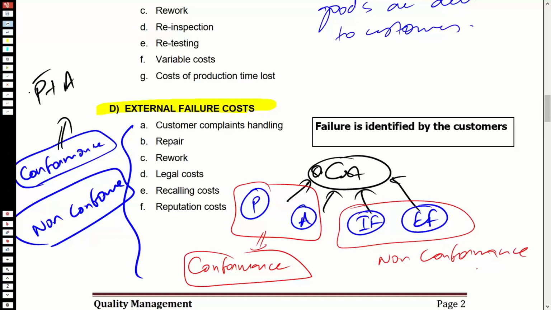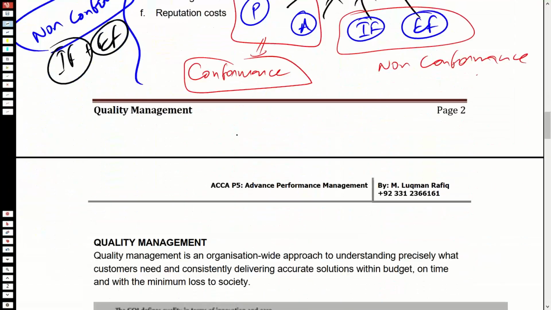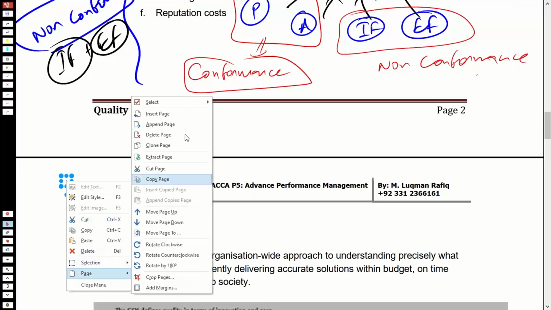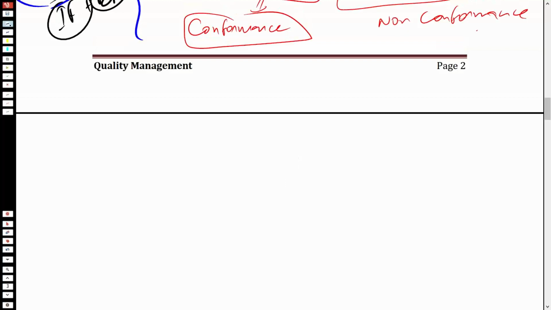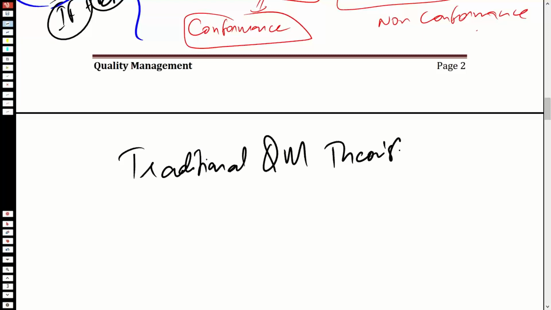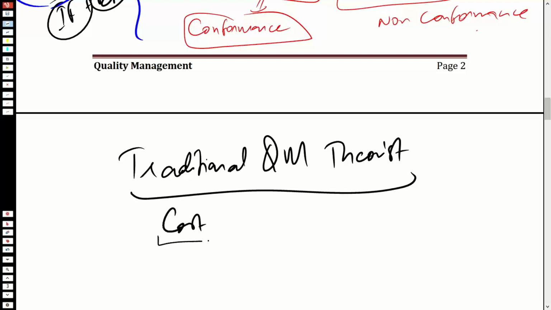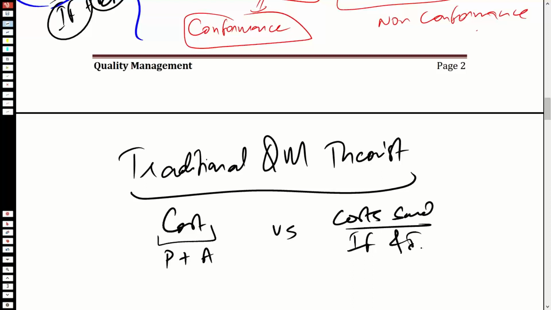That means the prevention and the appraisal cost would end up saving the internal failure and the external failure cost for yourself. Now, what you need to understand is that the traditional quality management theorists had a viewpoint. So what was the viewpoint of the traditional quality management theorists? They said you need to compare the cost incurred for prevention and appraisal with the cost saved for the internal failure and the external failure.